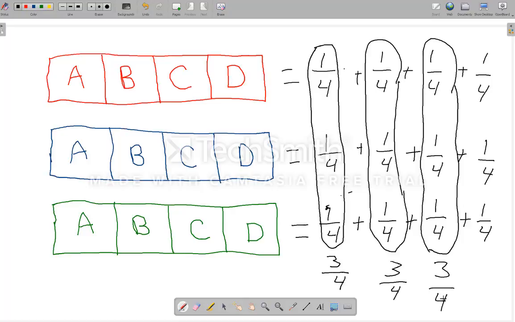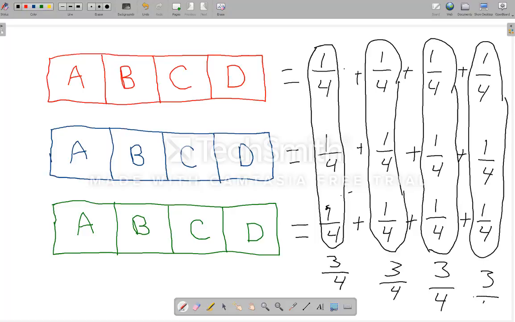Now some people may say, oh, wait a minute, each student got 3/12 of the pieces of strips. But the fraction refers to the parts of a specific whole. In this case, a specific whole piece of paper. So while each person gets 3/12, student A, in this case, will get 3/4 of the whole, student B would get 3/4, student C would get 3/4, and student D would get 3/4.